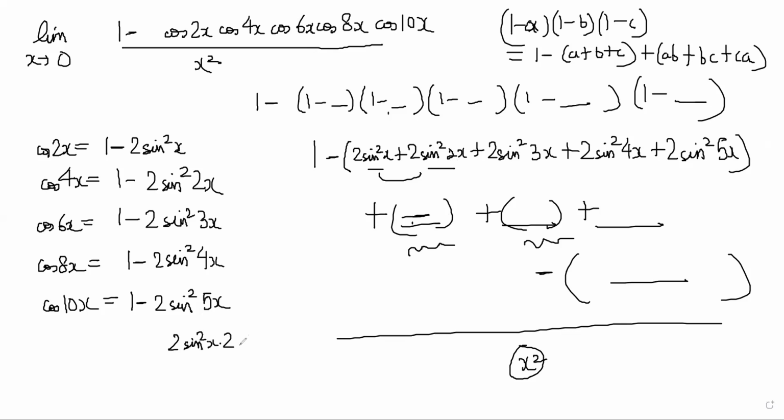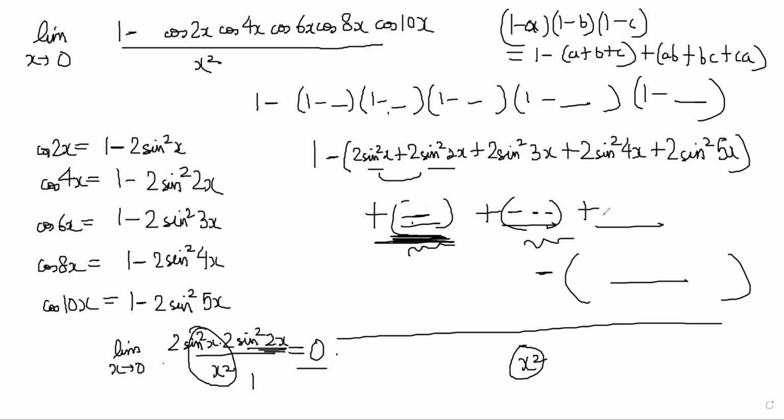2 sine square x, 2 sine square 2x by x square, limit as x tends to 0, right? I'm talking about one term in this bracket. So this part tends to 1, but this part tends to 0, so it is 0, right? When you do 3 at a time also, obviously every term will be 0 from this point forward, right? Correct.